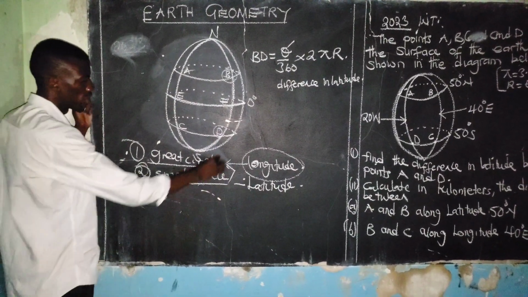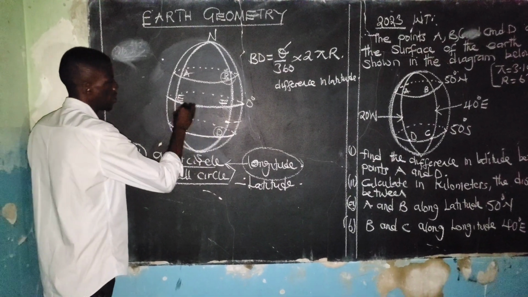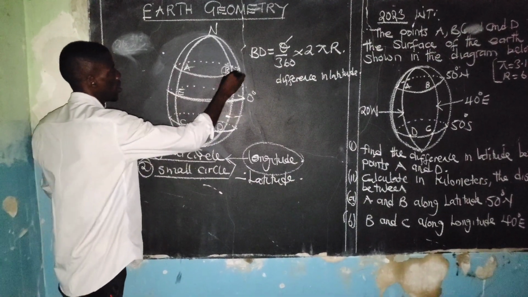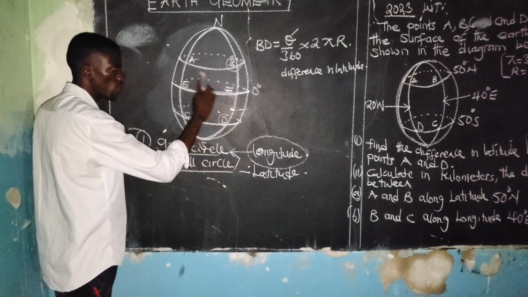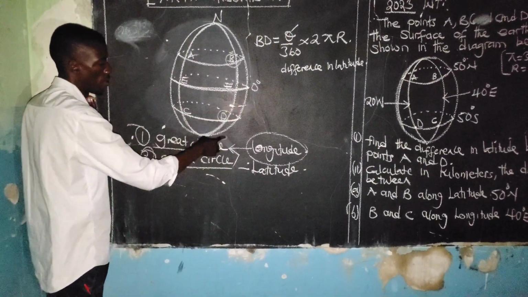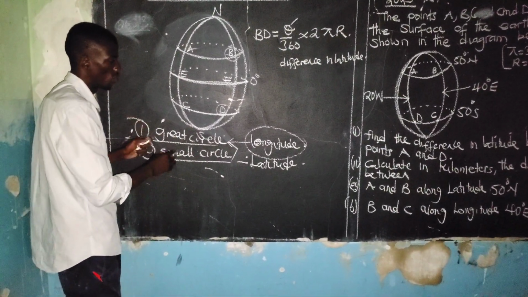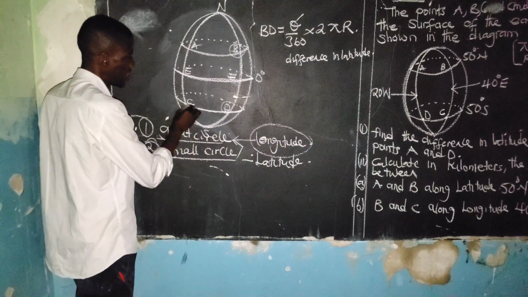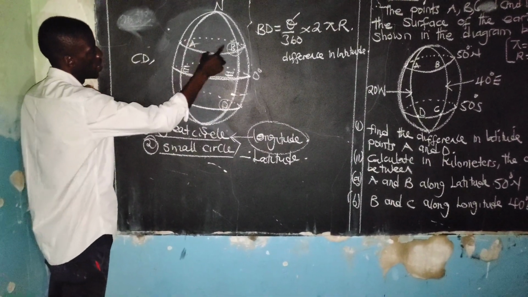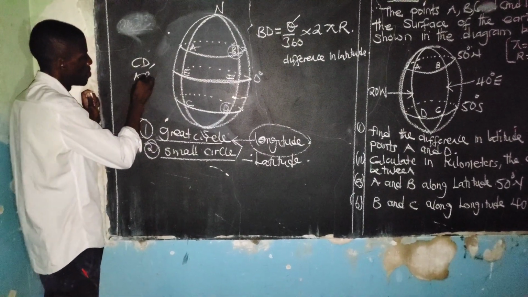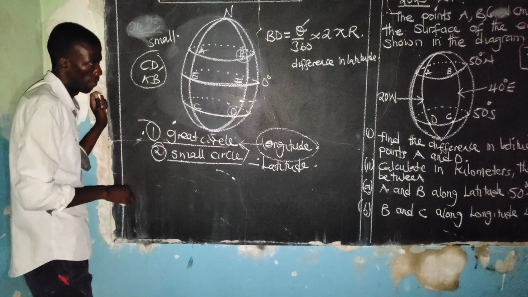Now, the latitudes are which lines? These are the lines that are going this way. These are latitudes. So all those that are on the same latitude, except one, which is the equator. Remember, the equator is in a great circle. Okay, so all points in the latitude fall under a small circle. Like CD, we have CD. We have A and AB. These are in small circle.